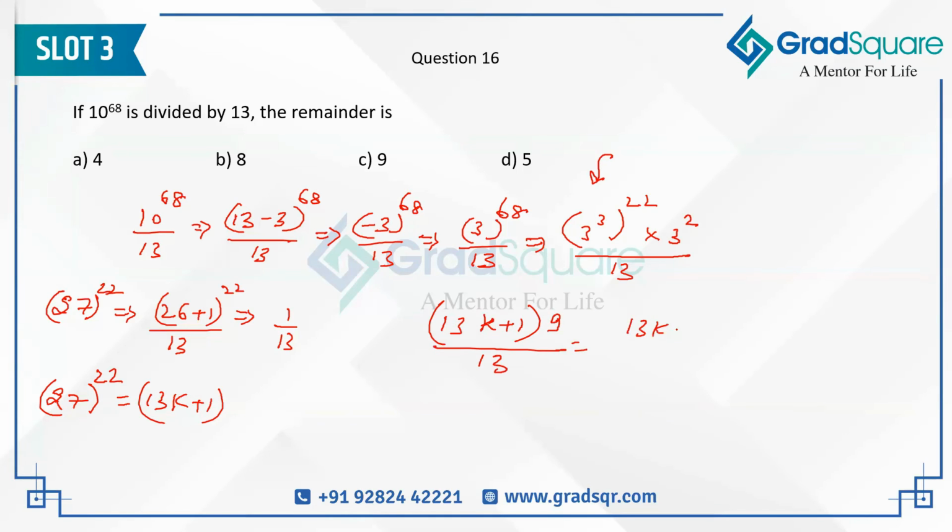This we realize, 13k multiplied by 9 by 13, will of course be divisible by 13, plus 9 by 13, and the remainder will turn out to be what? 9. Option C, 9 will be the correct answer.